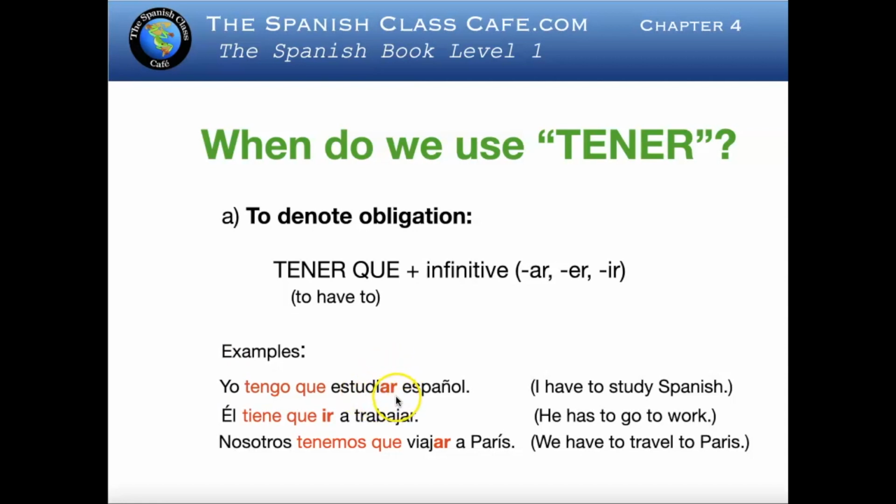Now, if you want to change it for any other infinitive, you can use trabajar, viajar, any other infinitive, AR, ER, or IR. And you are talking about, I have to do something.